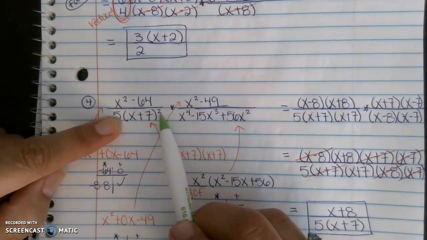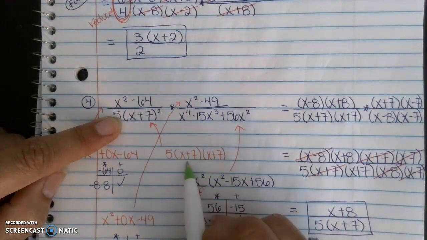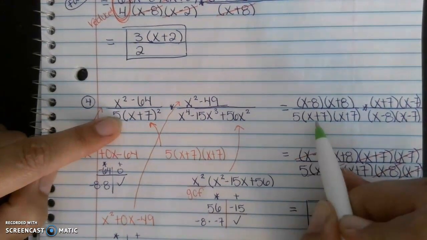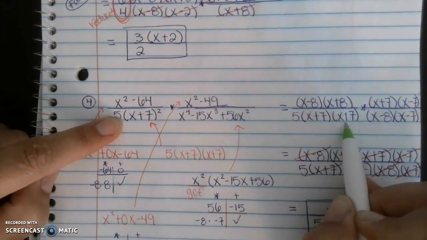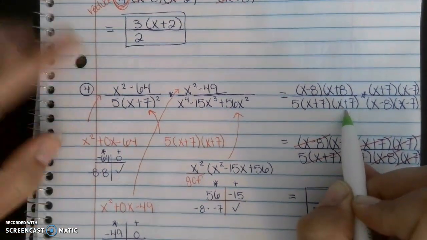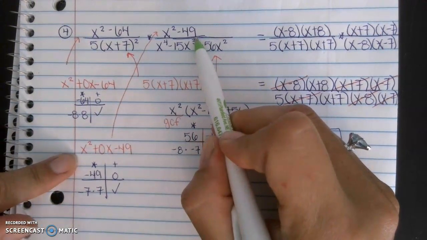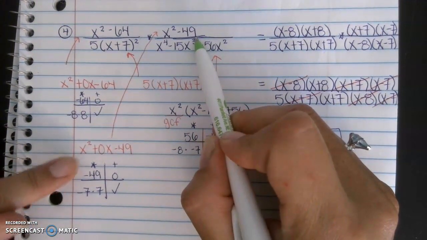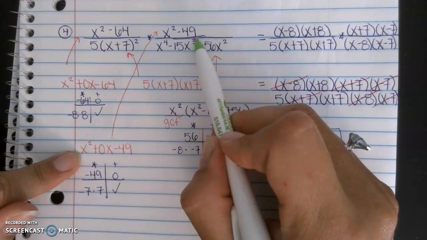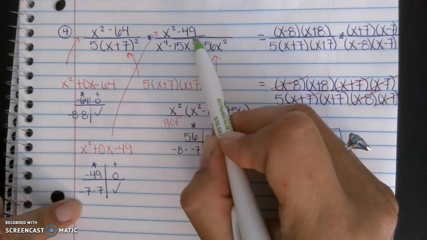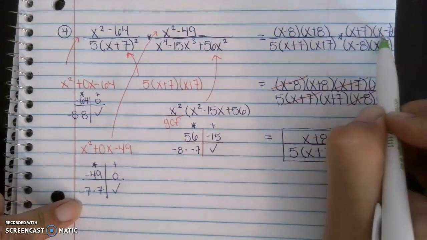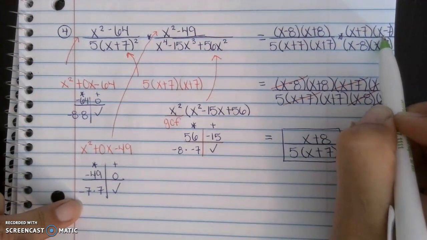Hopefully you recognize something squared is like having 2 of them. So I rewrote this as 5 times x plus 7 times x plus 7. Hopefully you recognize here x squared minus 49 is the same thing as x squared plus 0x minus 49. So that can be factored into x plus 7, x minus 7.